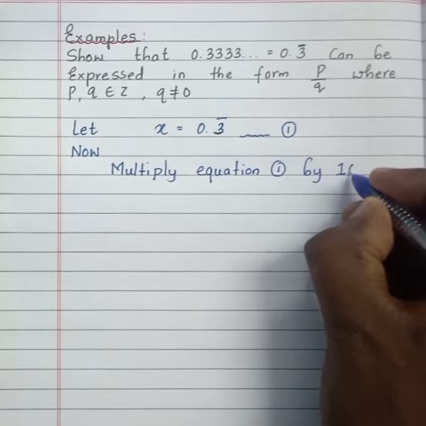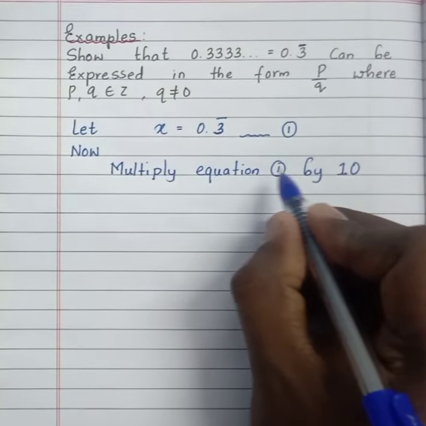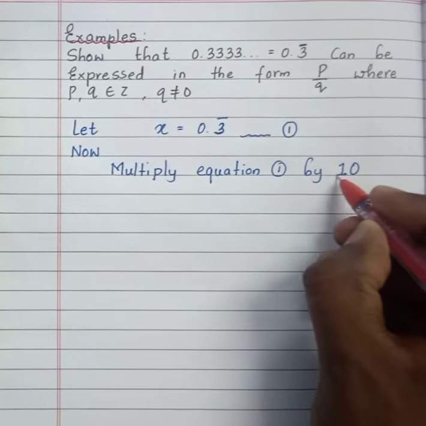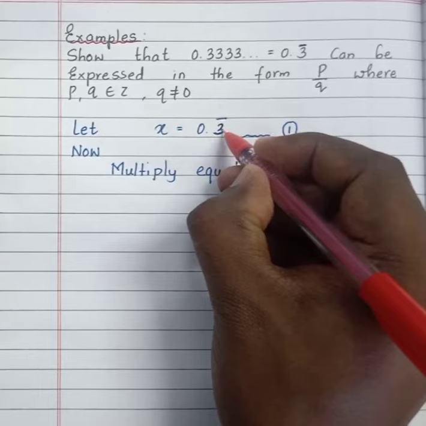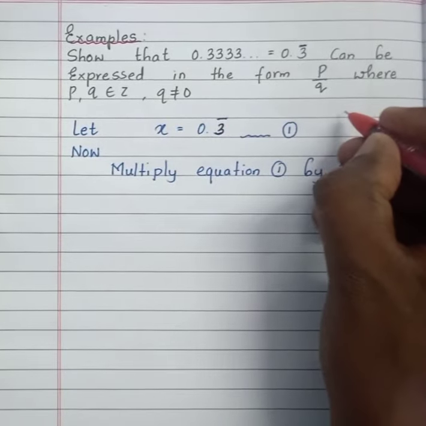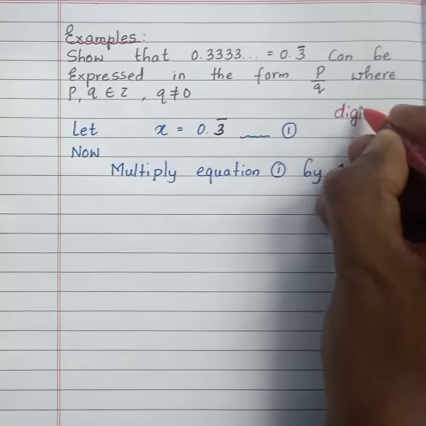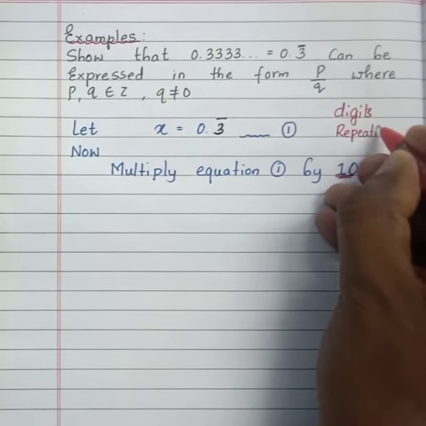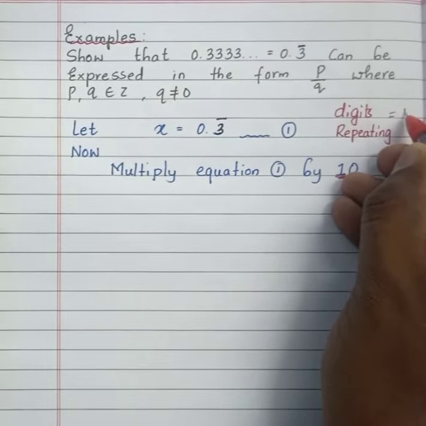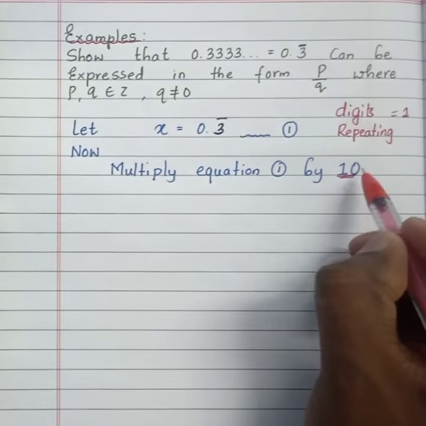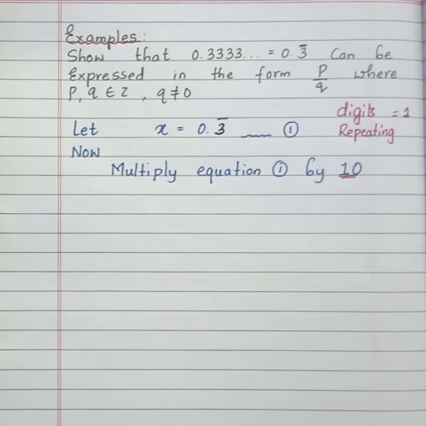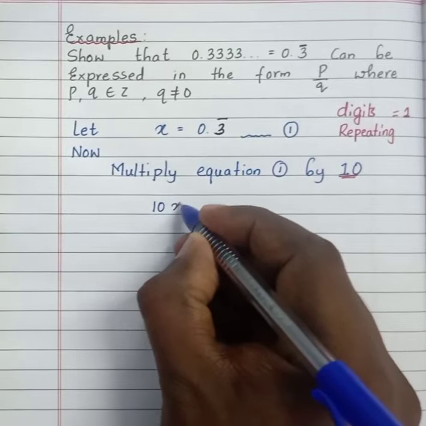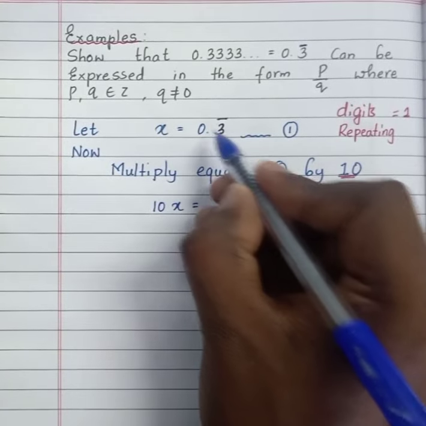Now the question is, why should I multiply by 10? How many digits are recurring here? If you see, only one digit, that is 3, is recurring. The number of digits which is recurring is 1. If one digit is recurring, then we should multiply by 10. If two digits are recurring, we should multiply by 100. If three, then 1000. Therefore, the number of digits which is recurring is 1, so I will multiply by 10.